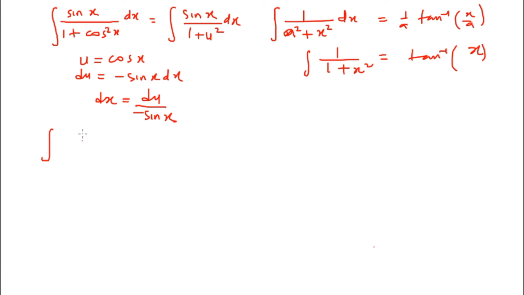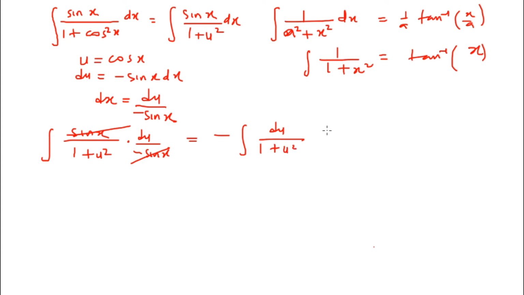So the question will become sin x upon 1 plus u squared, and instead of dx, I'll have du upon negative sin x. So sin x can cancel out sin x. The negative sign can go out of the integral, so that I can have du upon 1 plus u squared. The integral of 1 over 1 plus u squared is arctan of u plus c. But what is u? u is cos x. So that is the final answer.